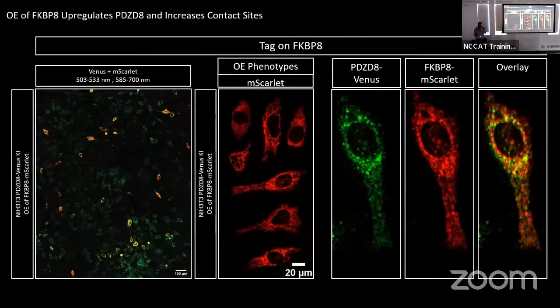So eventually we put the tag on what we were overexpressing. So we put an mScarlet tag on FKBP8. And the reason is we just figured out that red tags are just better. There's a lot of autofluorescence in the green channel. So whenever we want to look at what we're interested in, we put a red tag on it. So some overexpression phenotypes, some overlays. You can still see leaking and autofluorescence, but it's better than working with wild type.